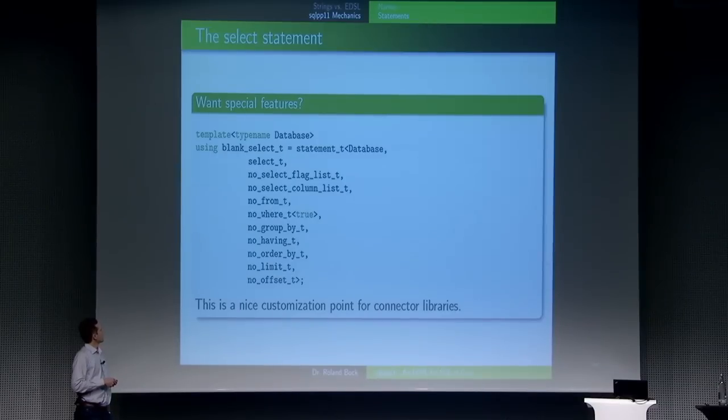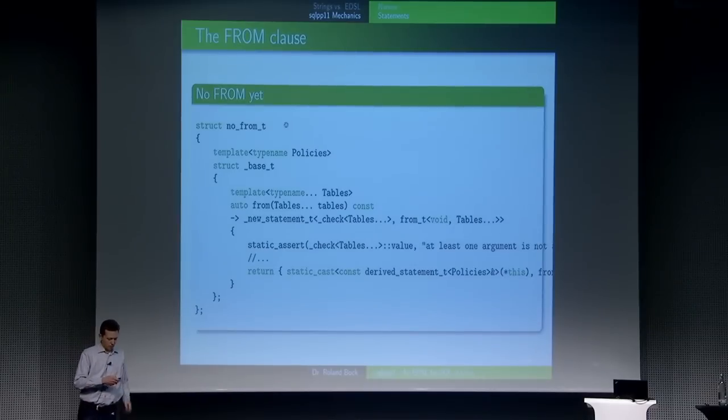And the question, obviously, is how do these things look like? Because it's easy to say it just replaces with what you need. How do they look like? And this is a bit simplified, of course. It's not that simple, but in a simplified way, it looks like this. So this is when we don't have a from yet in the statement. And as I've shown, we inherit from this base template within the class. And this thing has a from method.